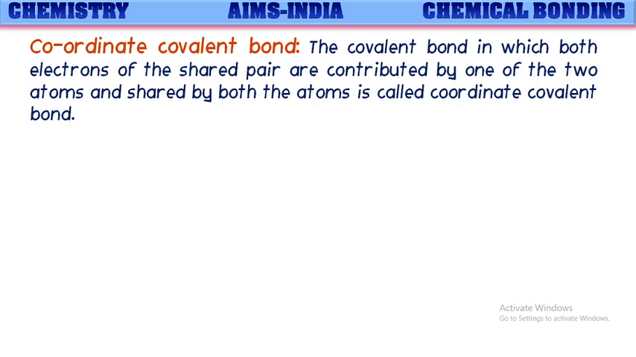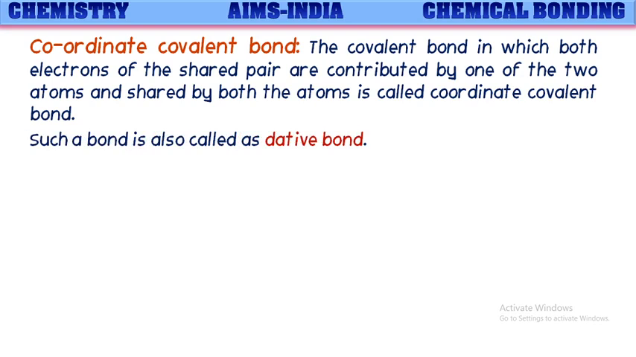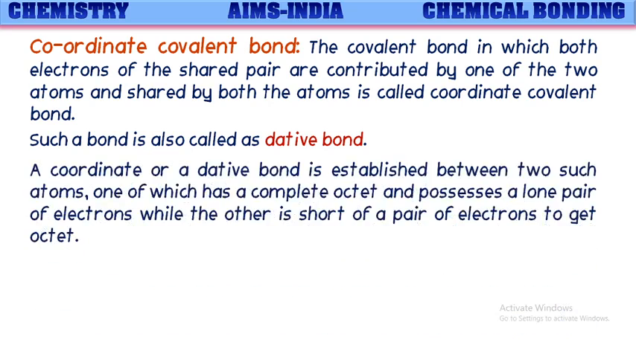So by definition we can say, the covalent bond in which both the electrons of the shared pair are contributed by one of the two atoms and shared by both the atoms is called a coordinate covalent bond. As we said, such a bond is also known as dative bond.